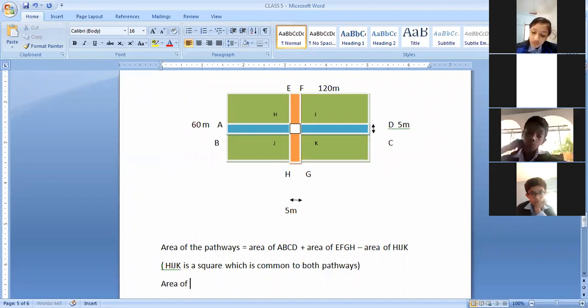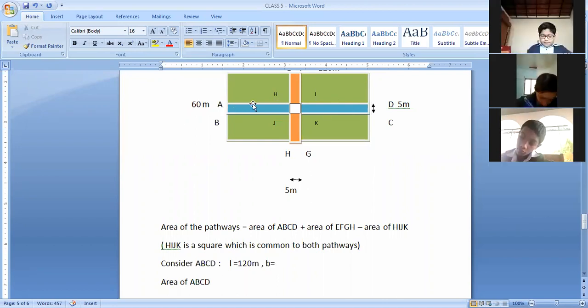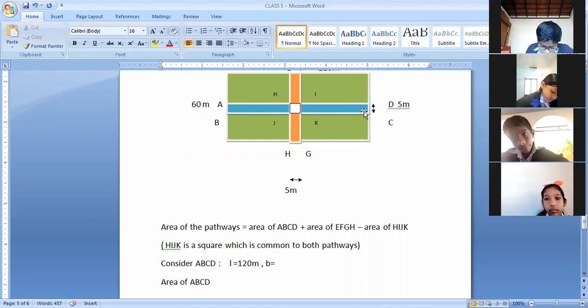Now you tell me area of ABCD. Now you consider ABCD. When you consider ABCD, what is the length here? Length 120 meter. Okay, 120 meter. What is the breadth? 60 meter. ABCD is this small rectangle. What is the breadth here? 5 meter. Yep.